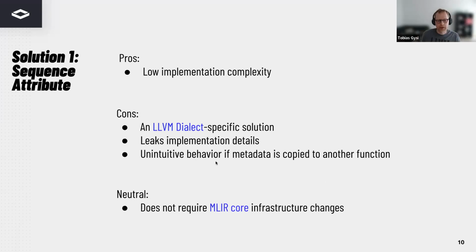And it also has unintuitive behavior if we, let's say, use an alias or an attribute that we created in a specific function and then we copy it to another function. Then it's sort of unintuitive because we may have attributes in the function that reference back to another function. It also doesn't require core infrastructure changes, so this would be possible with the current MLIR core infrastructure.